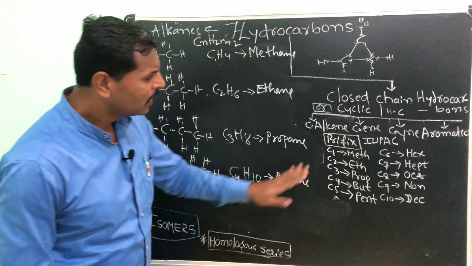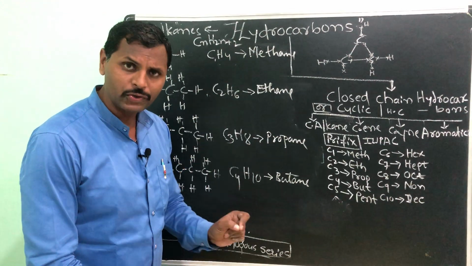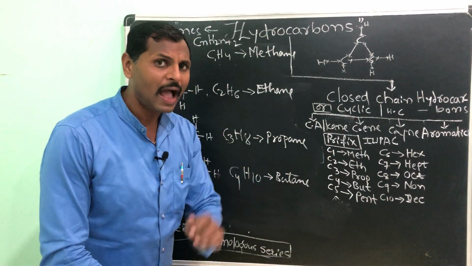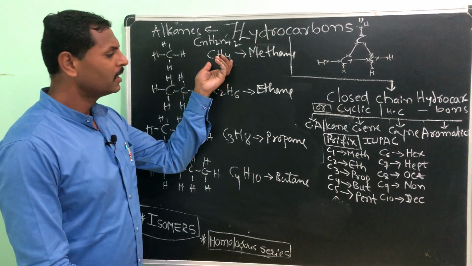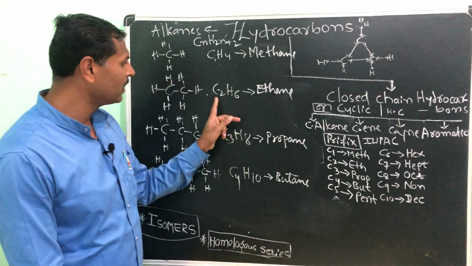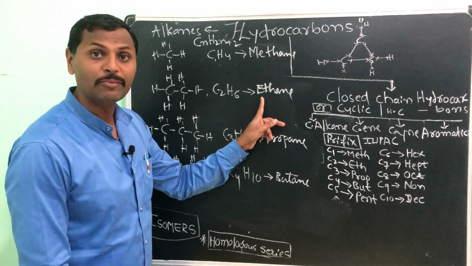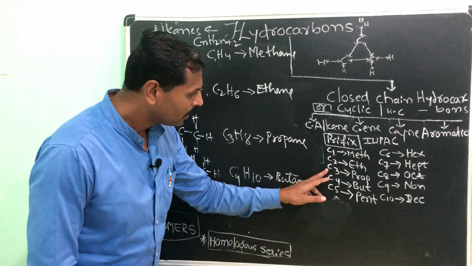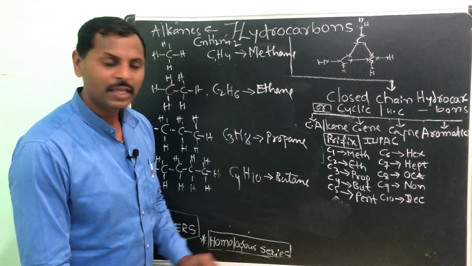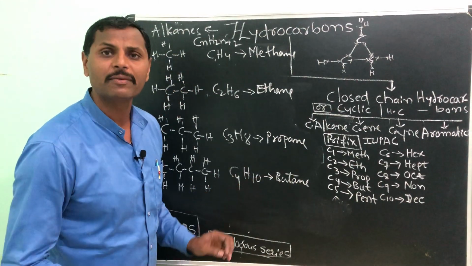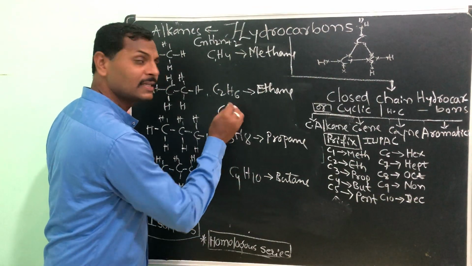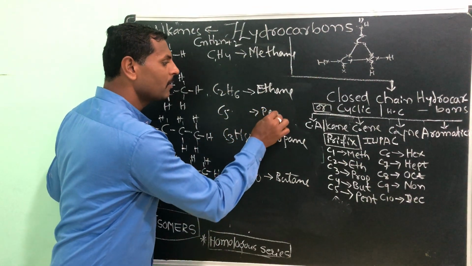Very simple. I told you there are some prefixes we have to use on the basis of the number of carbons. Suppose you have 1 carbon in an entire compound, then you start the name with meth. If you have 2 carbons in this compound, start the name with eth. If you have 3 carbons, then start the name with prop. If you have 4 carbons, then start the name with but. If you have 5 carbons, then start the name with pent.